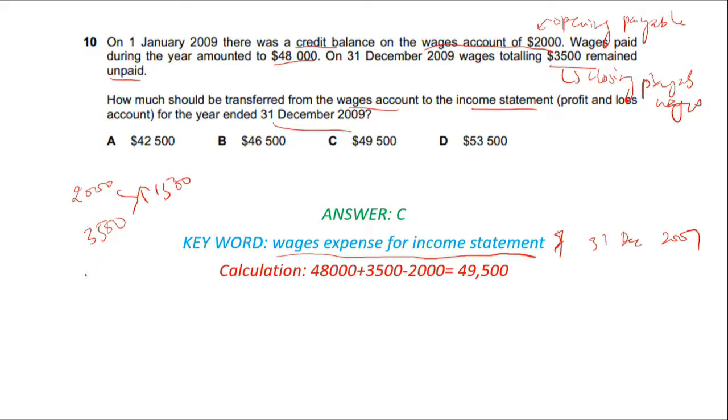And during the year you paid 48,000 as well. So 48,000 plus 1,500. Because we follow accrual accounting, we have to add $1,500, because this is the wages expense for the year 2009. So 48,000 plus 1,500 gives you 49,500, and therefore option C is the correct answer.